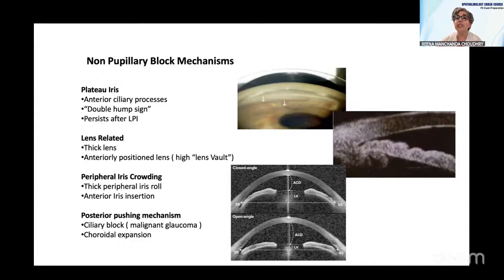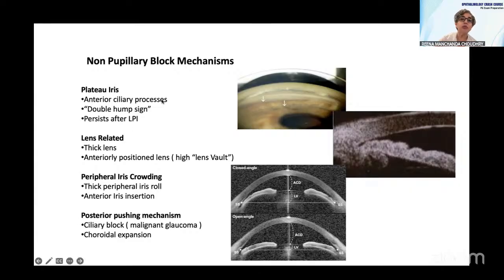But it's important to understand that with the availability of UBMs and ASOCTs, we've learned over time that there are lots of eyes which have non-pupillary mechanisms at play. And that's the reason why, despite a PI, we can continue to see progression in some eyes, or we still don't see any benefit in IOP lowering after a PI in some eyes, not just because it's synechially closed, but also because there are other non-pupillary block mechanisms at play.